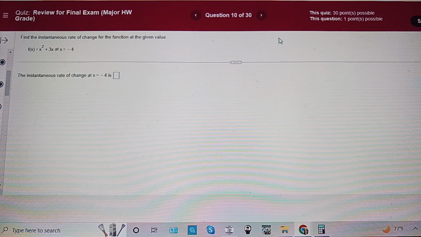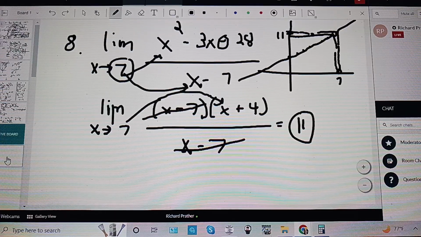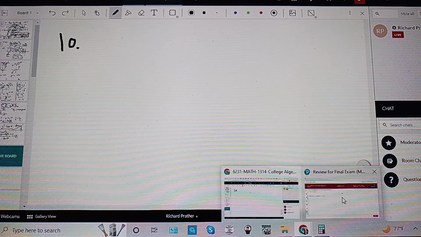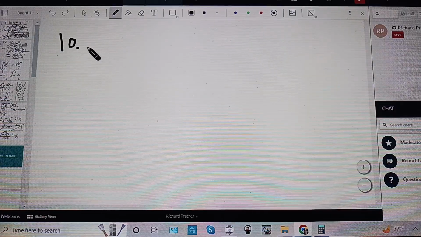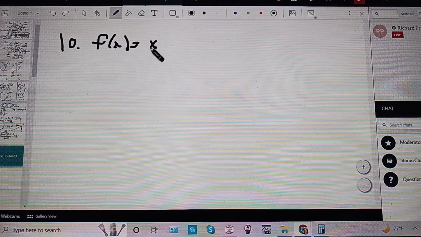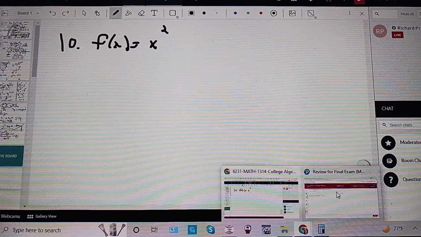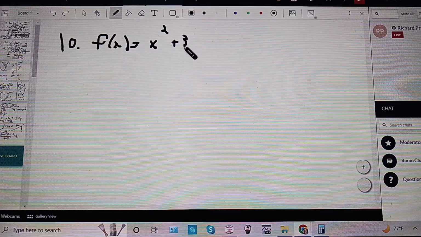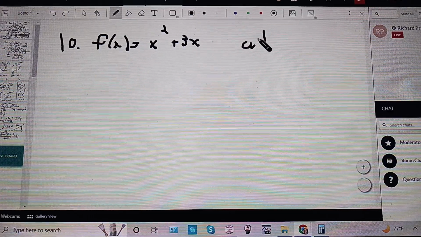Okay, final question for this first video. Find the instantaneous rate of change for the function at the given value. So let me show you what was meant to be done here just to review this. And then I'll show you how you could do this a whole lot easier. F of x is x squared plus 3x at x equals -4. Here's how we learned it back then.